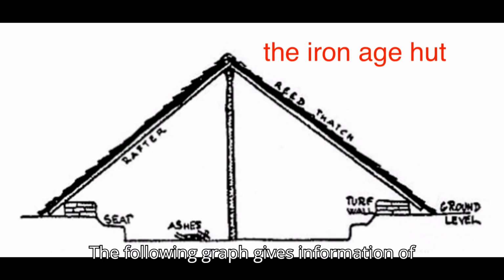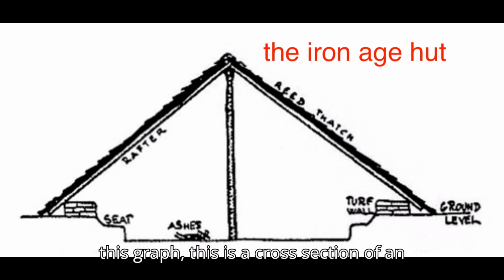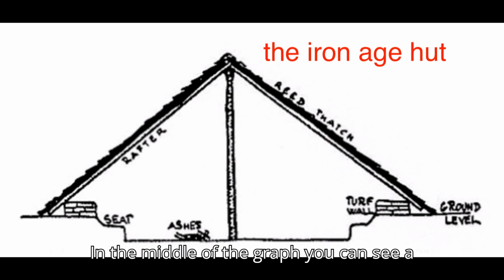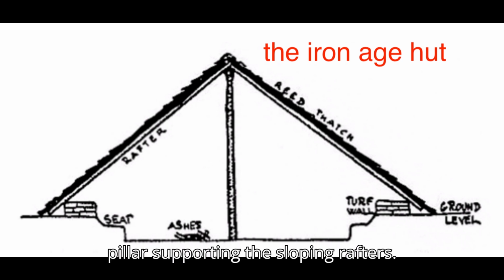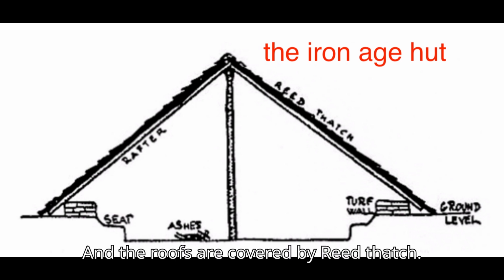The following graph gives information of the Iron Age hut. According to this graph, this is a cross-section of an ancient hut, which is triangular in shape. In the middle of the graph, you can see a pillar supporting the sloping rafters. And the roofs are covered by reed thatch.